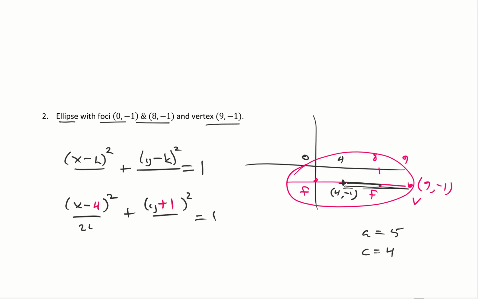I'll put 25 here, and then I have to figure out b. b is the square root of the big boy, 25, minus the little guys. On an ellipse, that's what happens. You get the square root of 9, so you get 3, so 3 squared is 9. There's your equation of the ellipse.